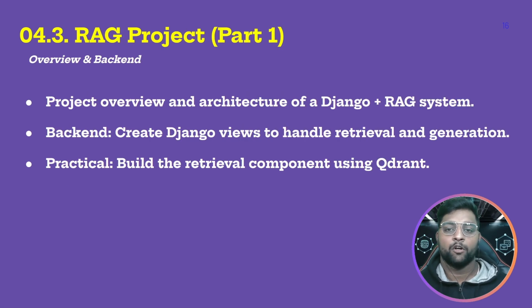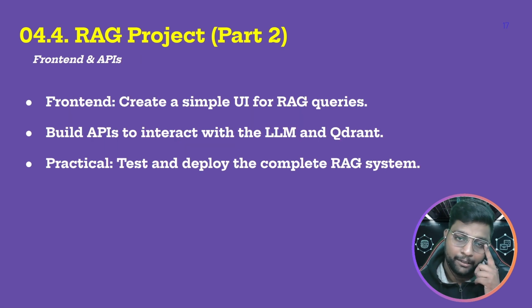After that, the project's basic architecture, how we are going to use Django and the RAG system, then the backend, we are going to write the backend and the practical implementation of it. Then we are going to create a simple front-end UI for RAG queries and build an API to interact with them. So we'll be using this Qdrant, LLM models, and Django, everything, and we are going to build a complete RAG end-to-end system. Okay.